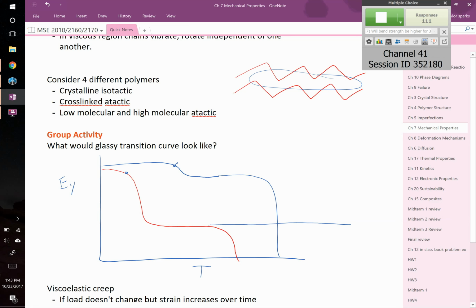And then you've got low and high molecular weight. So the low molecular weight might flow at a much sooner point than your high one, right? So this would be like the low molecular weight. This would be high molecular weight. This would be cross-linked. And this would be crystalline. Okay, we'll pick up here next time.